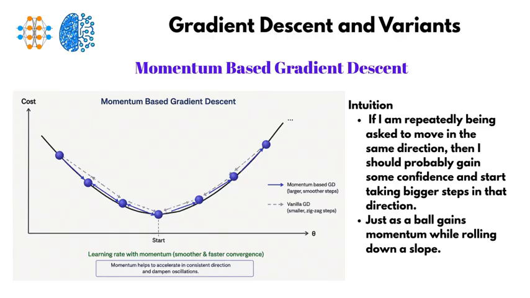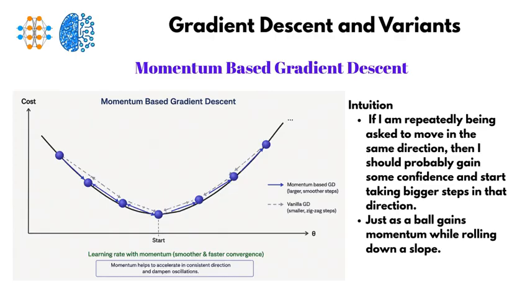Look at the blue trajectory in the figure. This represents momentum-based gradient descent compared with the gray trajectory of vanilla gradient descent. The momentum path is smoother and tends to move more efficiently toward the minimum. The gray path shows the behavior of classical gradient descent, where the optimizer can make smaller and sometimes zigzag movements. The blue path, on the other hand, uses information from the previous updates to maintain movement in a consistent direction.